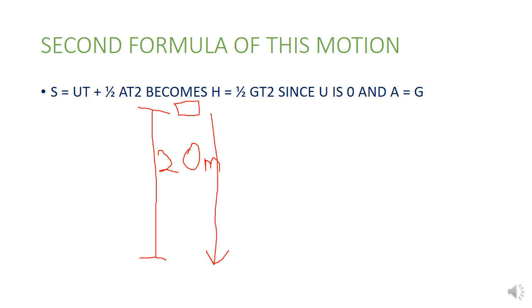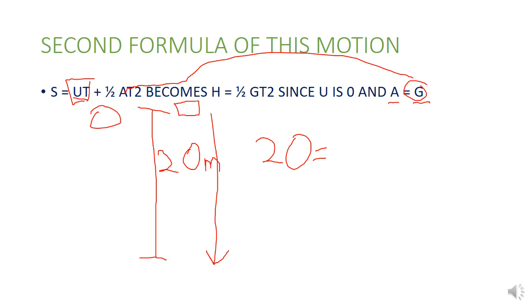So the simplest way to calculate this is simply taking that height. Let's say the height is 20 meters. So 20 will be equal to, remember here initial velocity is 0. So all this ut becomes 0. Since ut becomes 0, what remains is ½at². But remember a is equal to g. So this g comes and replaces a here, so it becomes ½gt².